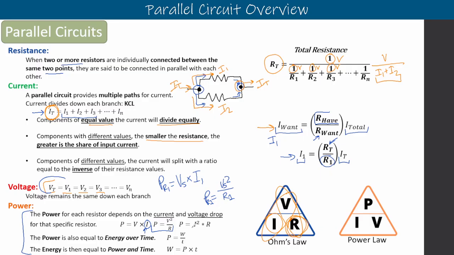You can use the other ones. If you find the current down the branch, you know the resistance of the branch, and you don't know the voltage source, you can use some of these other power equations. But this one here that uses the voltage squared over resistance is going to give you the most direct version of this for parallel.